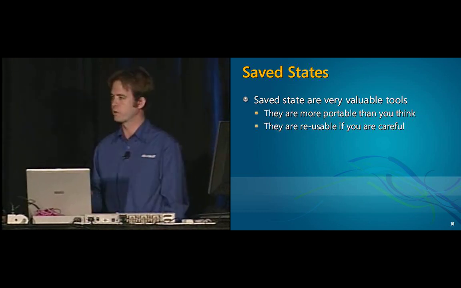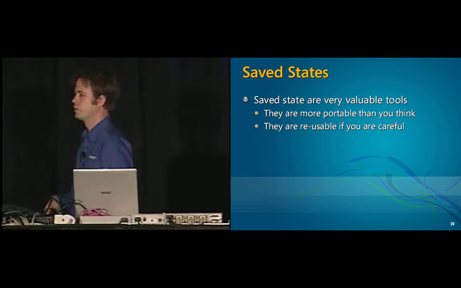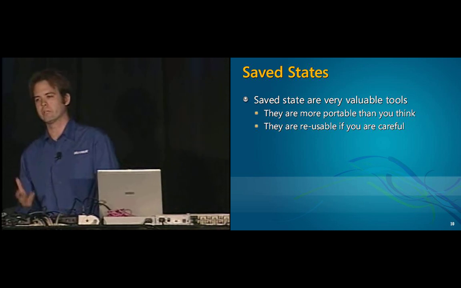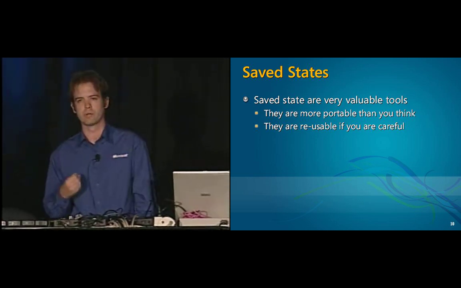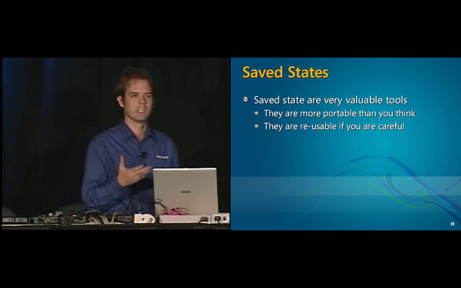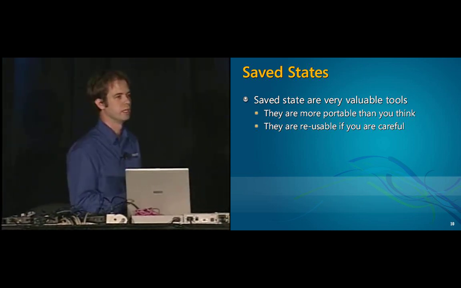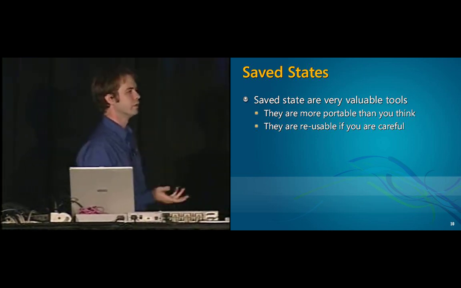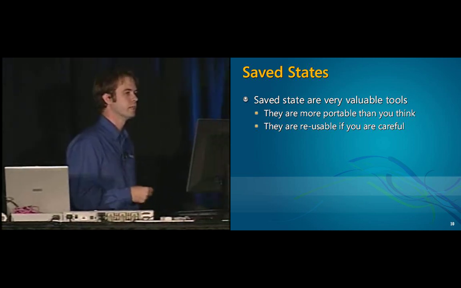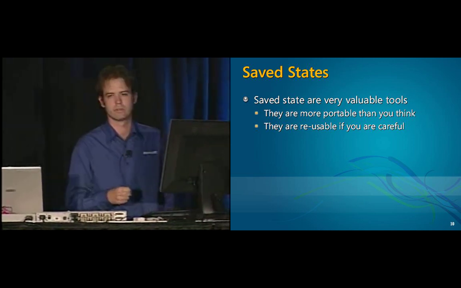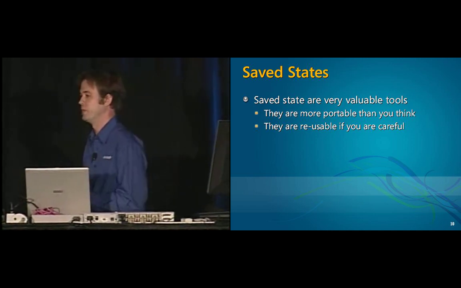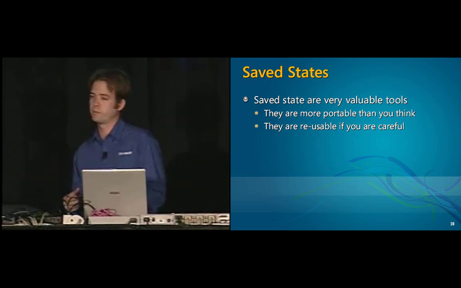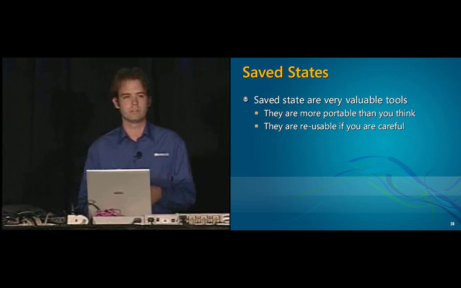Firstly, they're more portable than most people assume. The way we work with saved states is when we create a saved state, we record the features that are supported by the processor that we're running on. For instance, SSE2, SSE3, 3DNow, etc. And when we go to restore the saved state, all we're really looking for is a processor that supports those features. So you can have two different models of processors, even from different manufacturers. As long as they support the same feature set, you can move a saved state between them.